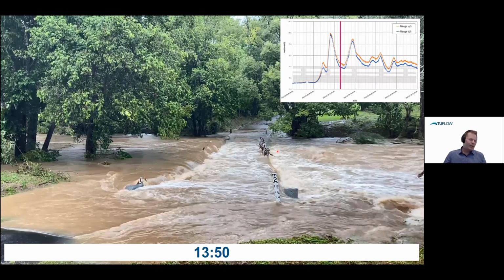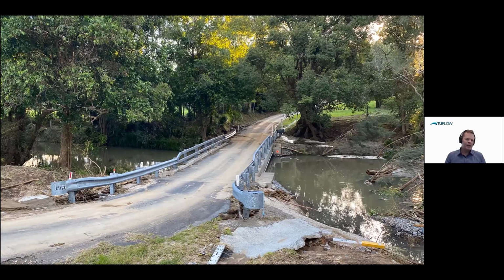We wanted to get a picture of how much debris was on the guardrails, so we went back a couple of days later after the flood event, but unfortunately the local residents had already cleaned our bridge off. So you can see the evidence of all the vegetation damage and scouring, but the debris on the bridge was gone. So we don't actually really know to what extent the guardrails were blocked by debris.